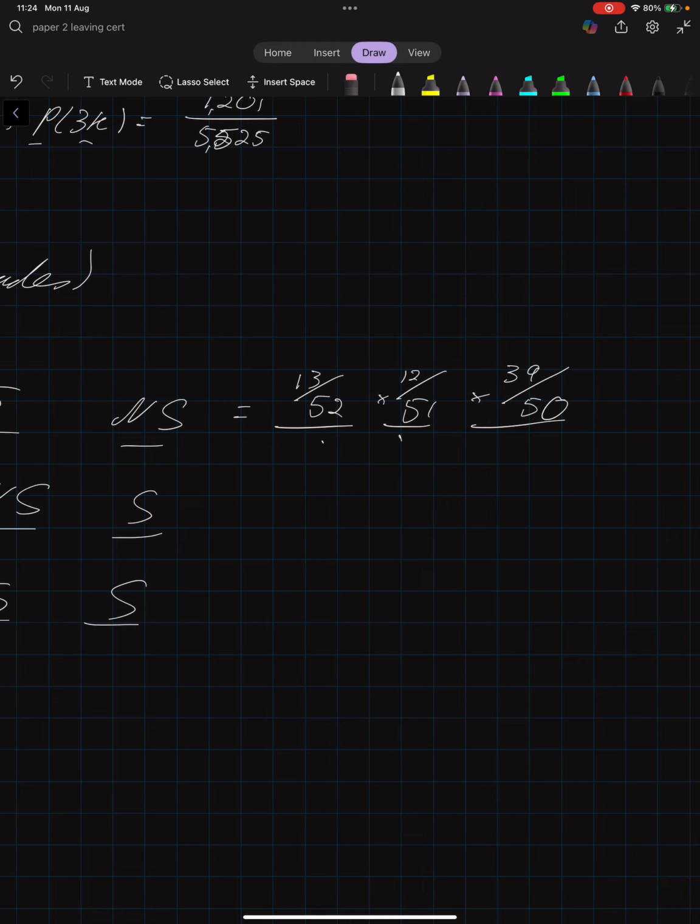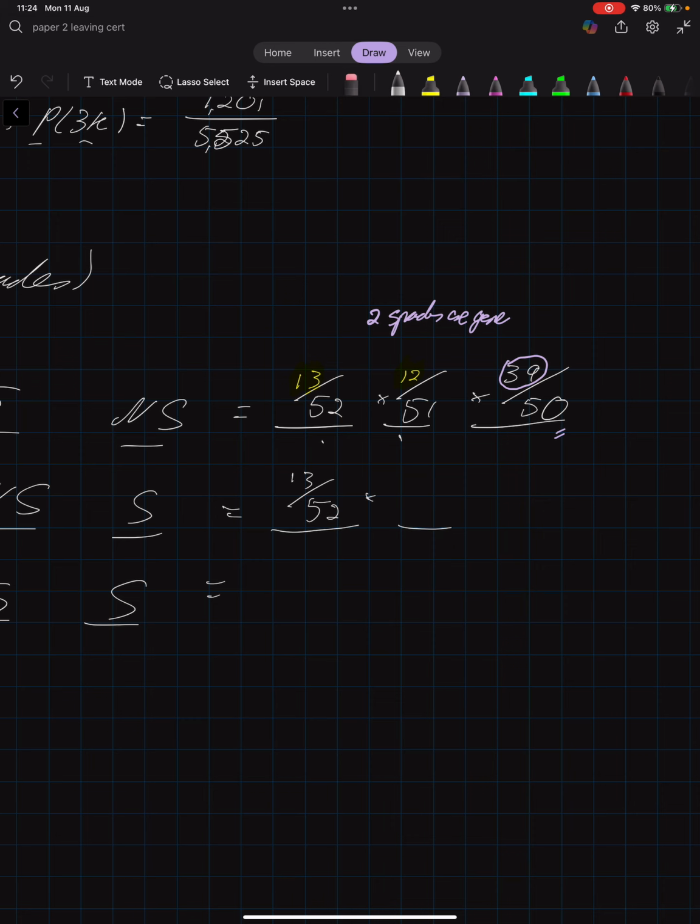So here, you picked a spade, there were 13 of them. Now that spade is gone, so there are only 12 of them left. So 2 spades are gone. But that means you still have 39 other cards, because you still have 13 clubs, 13 hearts, 13 diamonds. So you still have 39 other cards, but you only have 50 cards left because 2 cards have been picked. And you can probably imagine, for the other 2, it's the exact same. It's just 13 out of 52.